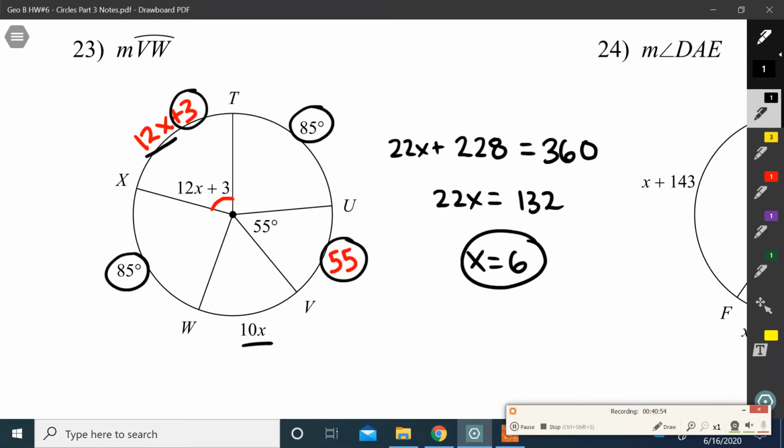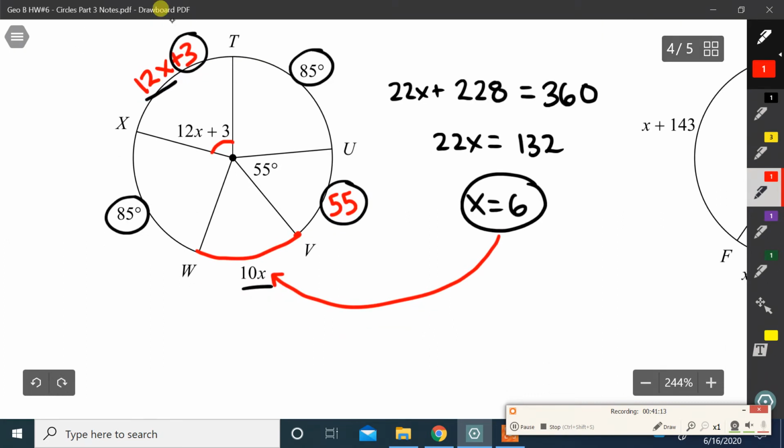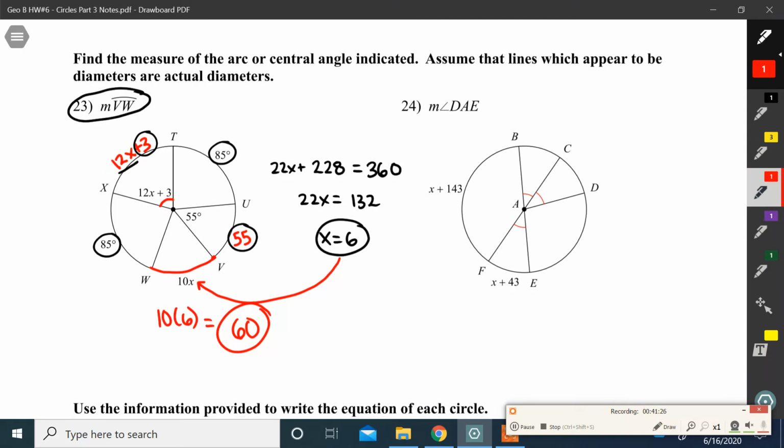If you put on Canvas that you got 6, guess what? You're going to get it wrong. Why? Because they're asking you for the measurement of BW. So they're asking you for this measurement right there. So you have to take one more step and plug in the 6 in there, and 10 times 6 is going to give you 60, and that's actually what the answer is. Okay? So be extra careful with that right there.